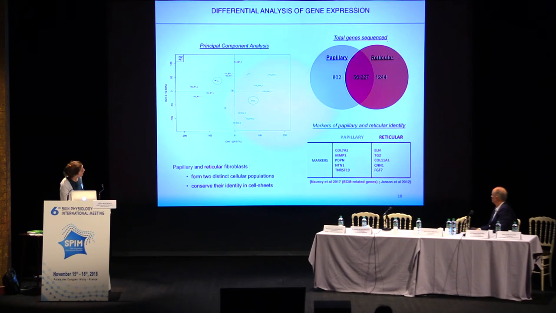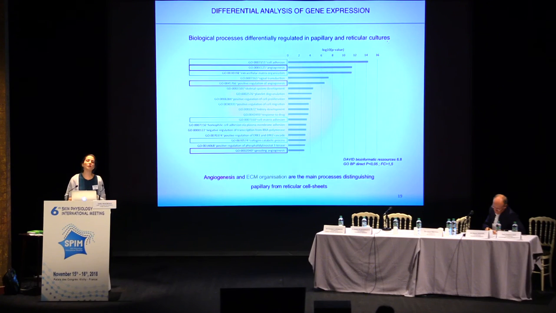And we identified 102 differentially expressed papillary genes and 1,244 reticular genes, with more than 50,000 that stayed equally regulated. And among these differentially regulated genes, we found markers that were previously described, such as podoplanin and collagen 7 for papillary fibroblasts, and collagen type 11 and FGF7 for reticular fibroblasts. So we had two different cell sheets with specific identity.